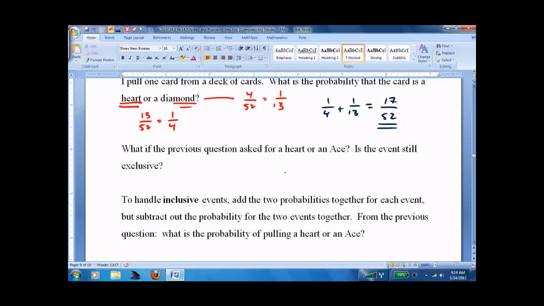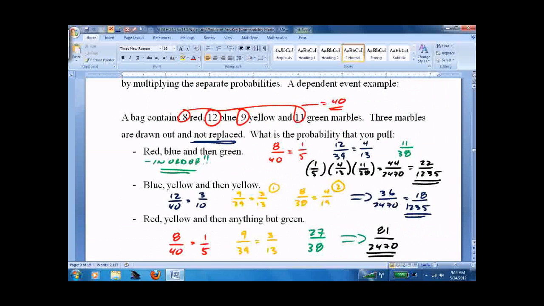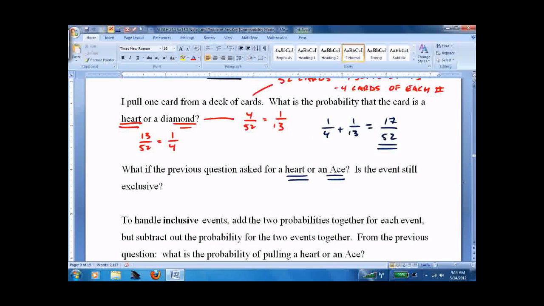Now, what if the previous question asked for a heart or an ace? The problem is we have an overlap here. So we know that heart or diamond would have been 17 out of 52. Made a mistake here, my mistake. Heart or diamond are separate suits. Read the problem wrong. 13 out of 52, just 1/4, plus 1/4 gives us 1/2. So it's basically half the deck.